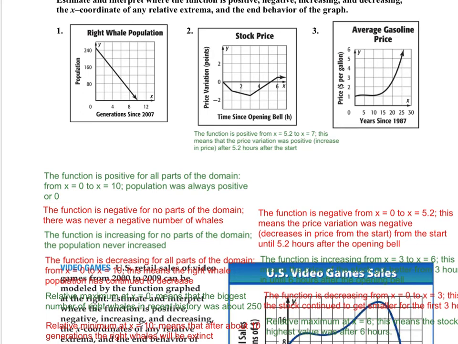And the last part I had to put over here, so the relative minimum at x equals 3, and this, so right here, means that the stock's lowest price occurred at 3 hours in, so 3 hours after the opening bell. And then for the end behavior, we can see that as x increases, y is going to approach about a half a point. Again, we don't know the actual price, but a half a point. And for the left end behavior, it's approaching 0.